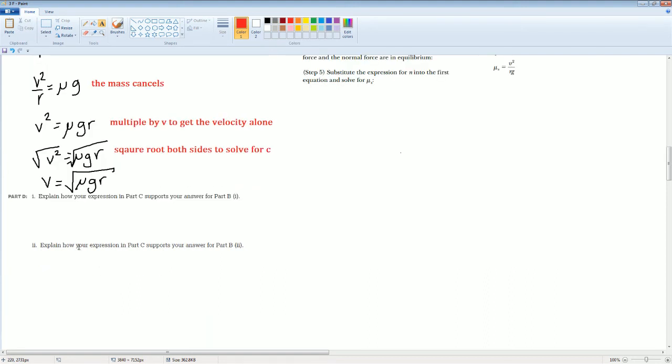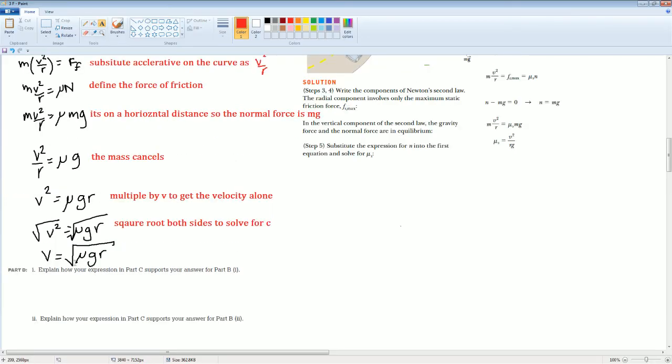Now, I explain how your expression in part C. This is what we have, and again, if you see in your book, it's done the same exact way, but to finish it, they would just have to multiply by rg to both sides. It's going to be the same thing. v squared is equal to rg mu, square root it, and you get the same thing, the square root of rg mu. Okay, there you go.